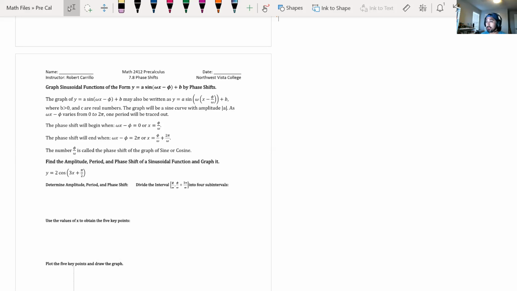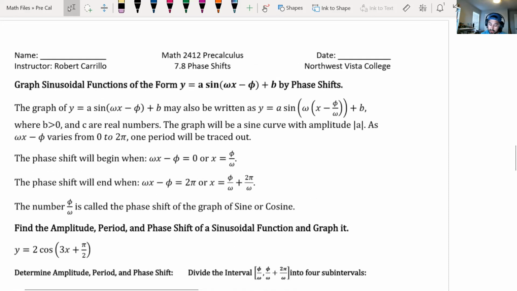The graph will be a sine curve with amplitude A. As omega x minus phi varies from 0 to 2 pi, one period will be traced out. So when we do this by key points, we need to know what the beginning of the phase shift is and what the end of the phase shift is. To find the beginning, you set the inside of your function, omega x minus phi, equal to 0 and solve for x. This will tell us the beginning of our phase shift. And when you want to know the end of your phase shift, you will set omega x minus phi equal to 2 pi and solve for x.